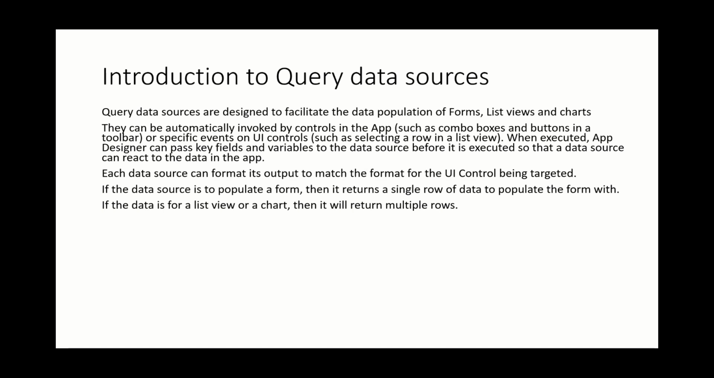So, for instance, you may well have a combo box on the toolbar. You enter a customer name or customer number in there. That raises an event, and you can say, when this event is raised, please execute this data source. We can pass the customer number from the combo box into the data source, execute the data source, and it will return the data back to our app.